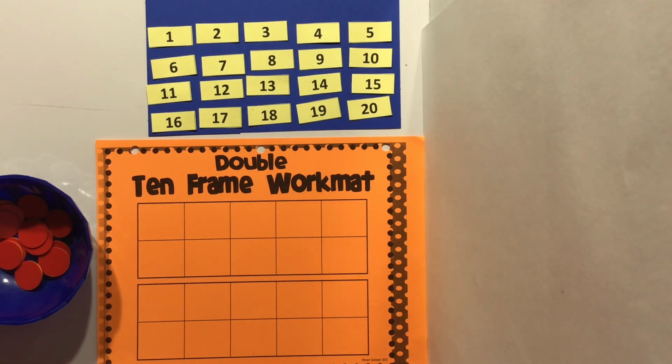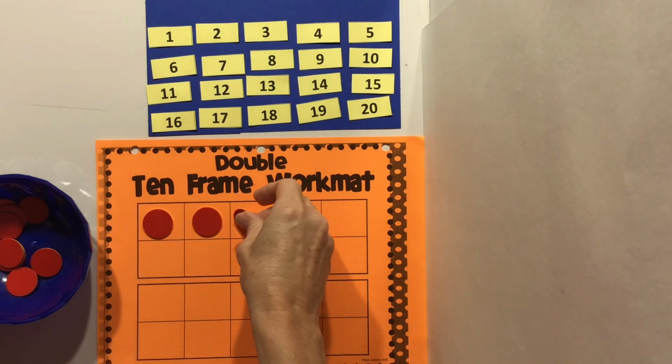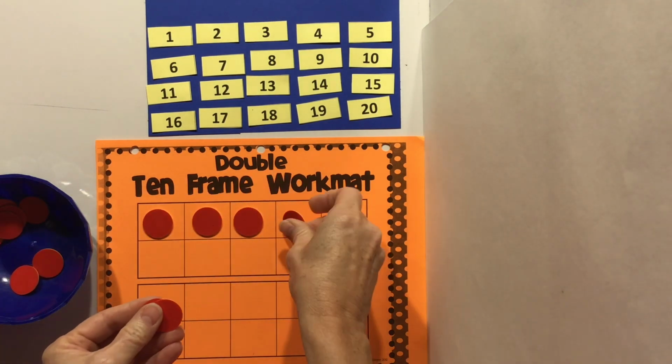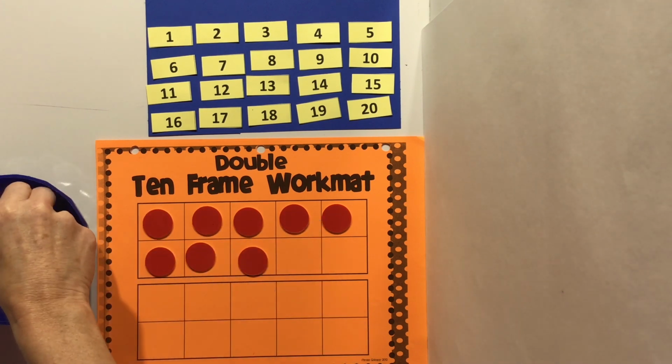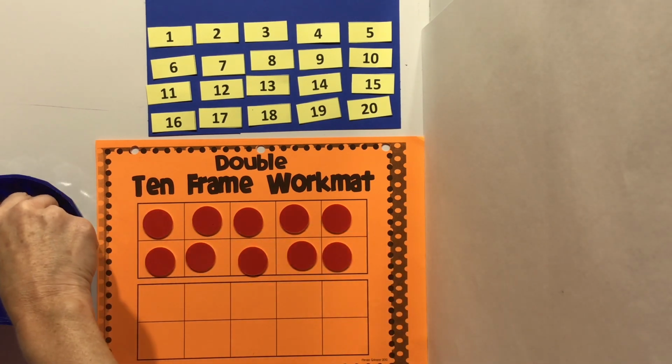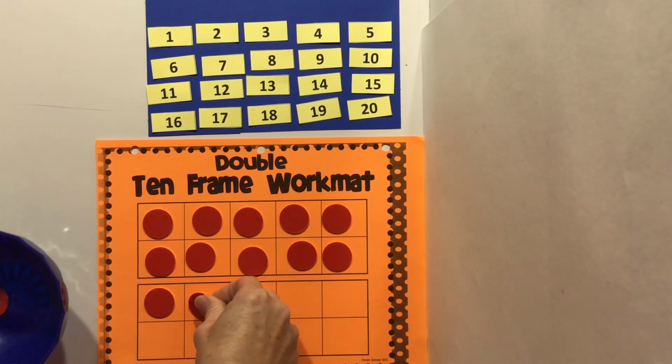For students counting by ones, they will obviously count out loud. 1, 2, 3, 4, 5, 6, 7, 8, 9, 10, 11, 12, 13.